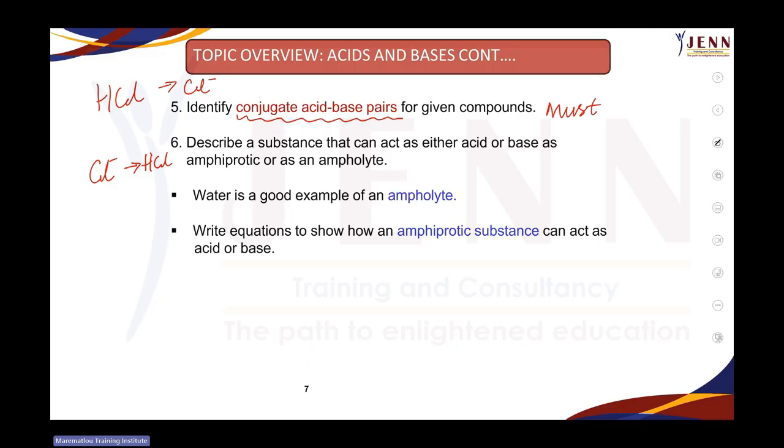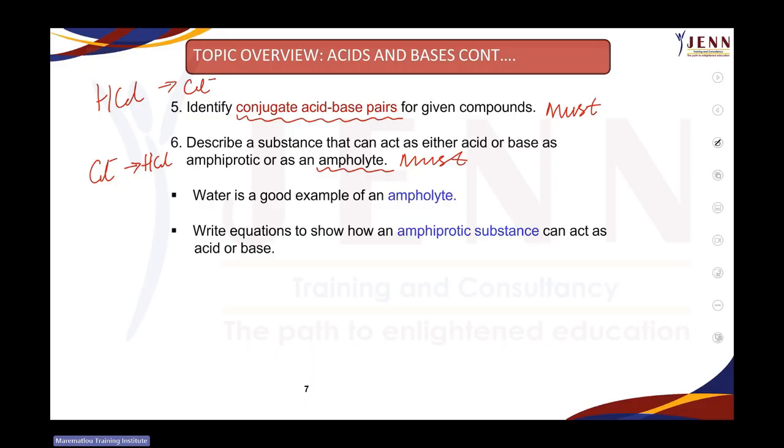Okay, moving along. It says also we need to know how to define an ampholyte. That's another definition. It's a must. You must know how to define an ampholyte. It's a substance that can act as either an acid or a base. That is what we call an ampholyte.